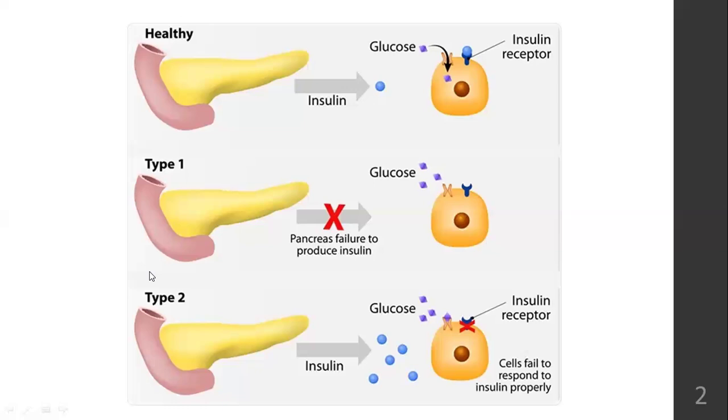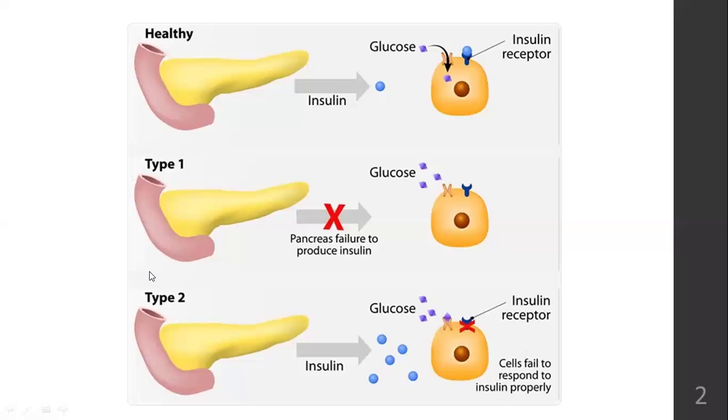In type 1, the pancreas does not produce insulin at all. So there is no mediator to push glucose inside the cells. That is type 1 diabetes. In type 2 diabetes, insulin is being produced more than the actual requirement, but the cells are not responding to it. Cells don't open their doors for glucose to enter, so both glucose and insulin will stay in the blood.